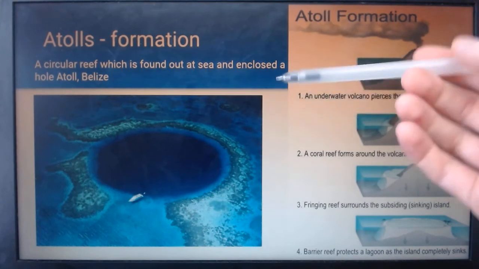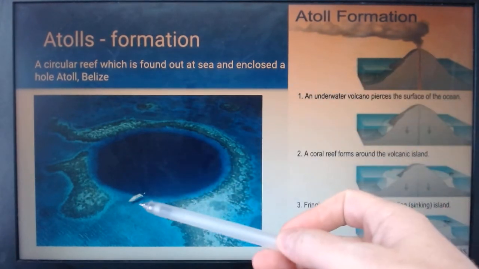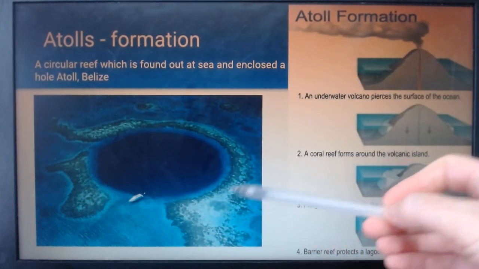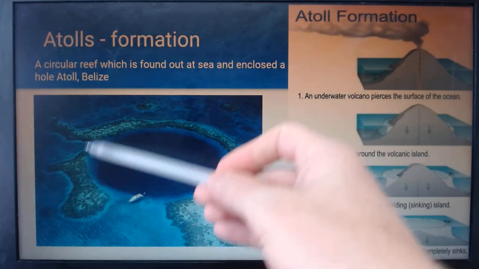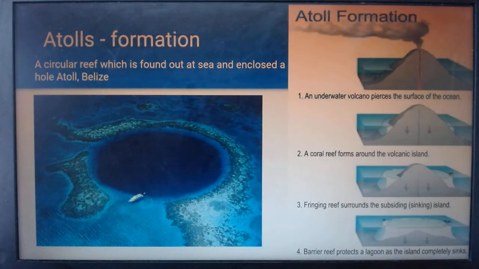This is the one in Belize. So you can see how big it is. That's quite a large boat, and you can see the shape. That's all reef, and this here was actually the subsidence, I think, of a blue hole. So that formed a bit differently, but to me it looks absolutely amazing. So that is our atolls.